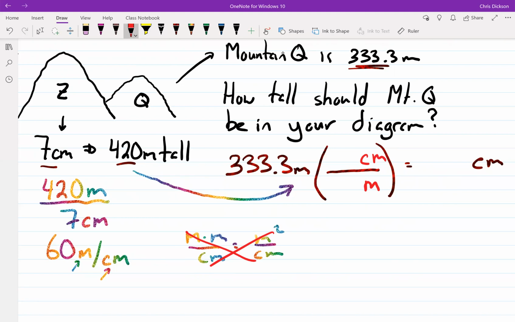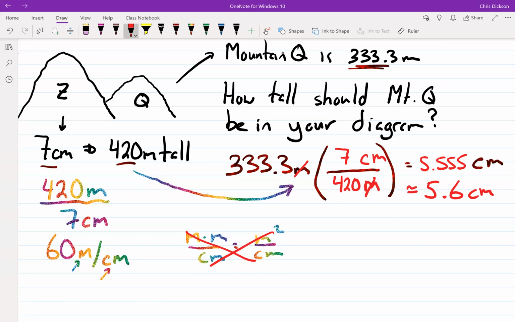So I could say that for every 7 centimeters, that is equivalent to 420 meters. And so if I do that, that would cancel my meters and it would leave me with centimeters. So I'm going to take 333.3 times 7 and divide it by 420. And so I get 5.555. Why don't we say 5.6? Approximately. Close to. So about 5.6 centimeters.